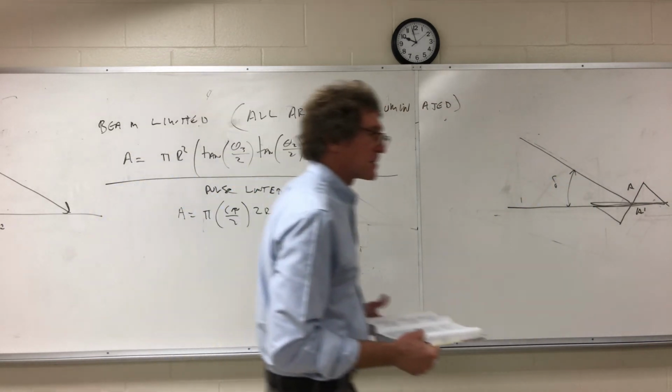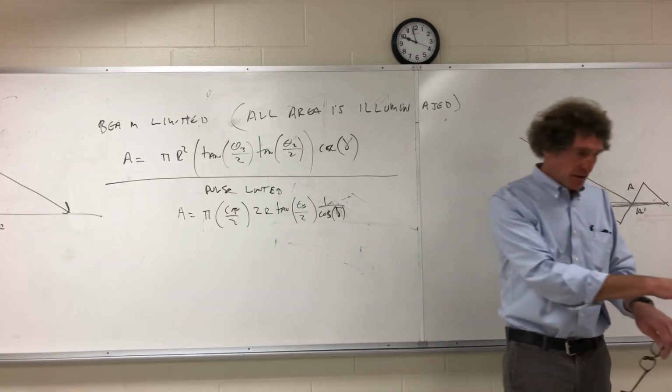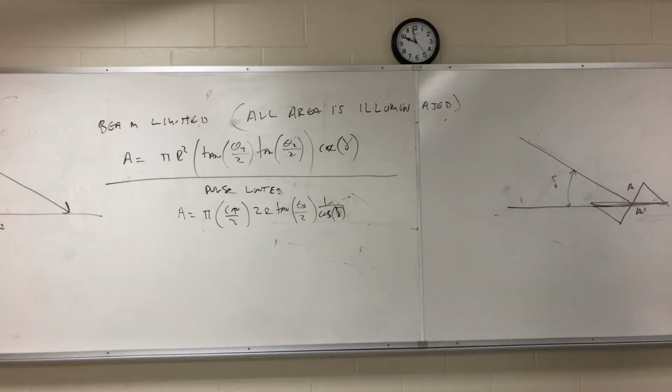Now, I'll try to get through this. Would there also be a tan of phi 3 or? No, the reason is this: when you're pulse limited, it's the beam width that you have to worry about. I'm sorry, the horizontal beam width. It's how broad it is in the horizontal plane, because that will limit the width.